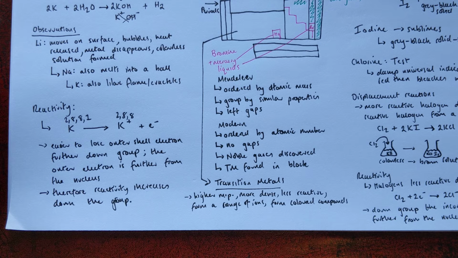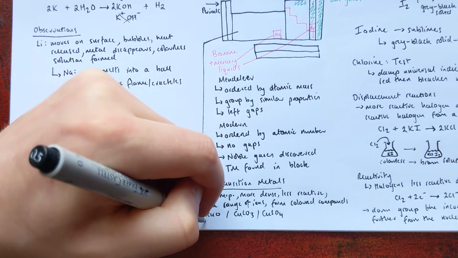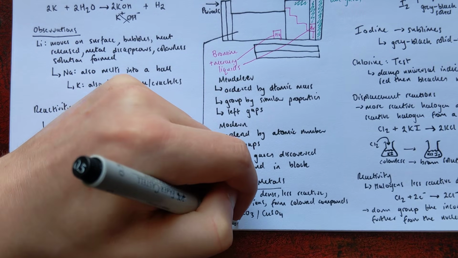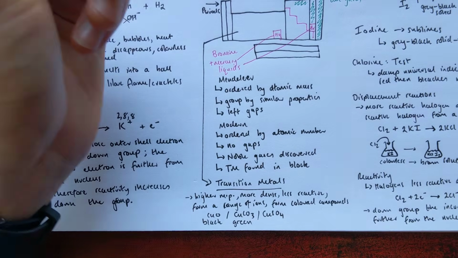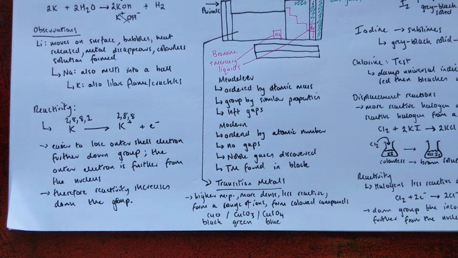You're meant to know a few specific colours of some transition metal compounds, specifically for copper. So copper oxide is a compound which is a black powder, copper carbonate is a compound which is a green powder, and copper sulfate, when it's hydrated, is a compound which is a blue powder. Again, that's in contrast with the group 1 compounds, which are normally white powders or colourless in solution.